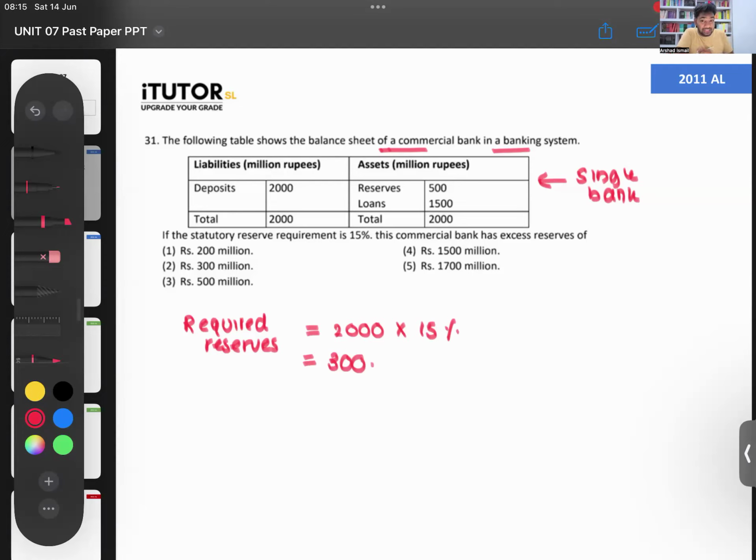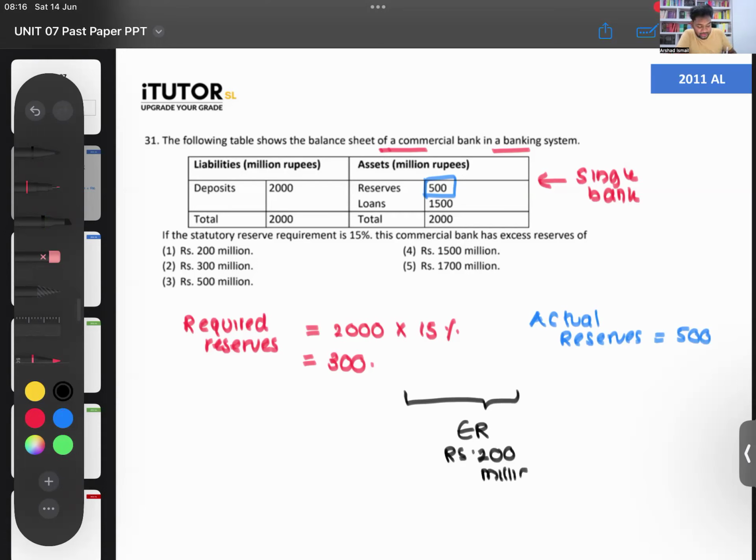That number will be there in your balance sheet. So in the balance sheet, if you look at it, you can see there is a 500. So the actual reserves, they have a 500. So what does that mean? How much of reserves do they have as excess? If their required is only 300, but the balance sheet says they have 500, that means you have an excess reserve of 200 million rupees. So that is how you figure that out.